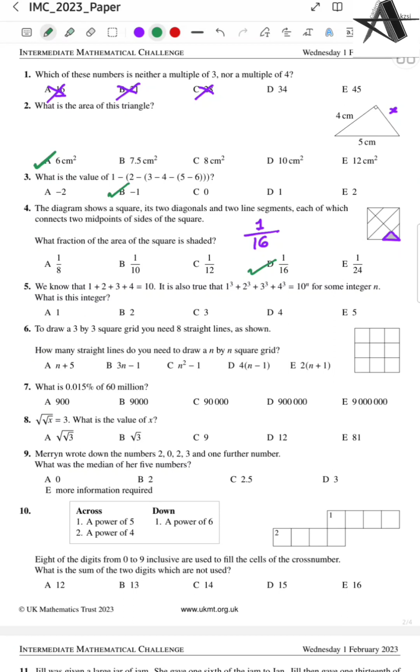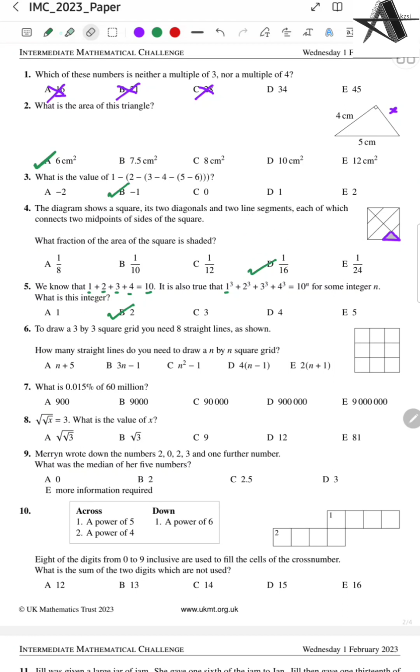See, you don't even need to know the formulas, just add starting from 1 or 2 and you'll get the answer. We know 1 plus 2 plus 3 plus 4 is 10. So just add them, simple. 1 cube is 1, 2 cube is 8, 3 cube is 27 and 4 cube is 64. When you add them together, you will get 9, 36. 64 plus 36 is 100. That means 10 to the power of 2 is 100, so n would be 2. Simple. Answer is B.